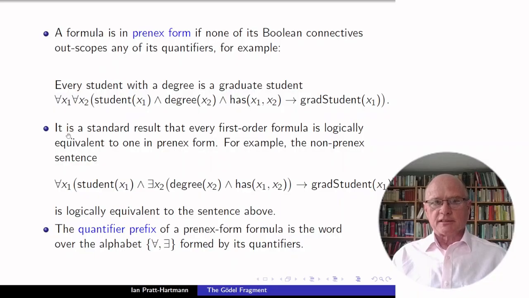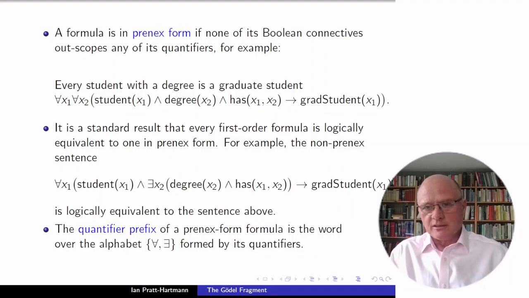It's a standard result that every first-order formula is logically equivalent to one in prenex form. For example, here's a formula. It says essentially the same thing. For all x1, if x1 is a graduate student and there exists x2, such that x2 is a degree and x1 has x2, then x1 is a graduate student. You see the quantifiers aren't all at the front, so it's not in prenex form, but it's logically equivalent to the first sentence we started with, and this is true quite generally. Every sentence of first-order logic is equivalent to one in prenex form. You can always move the quantifiers to the front.